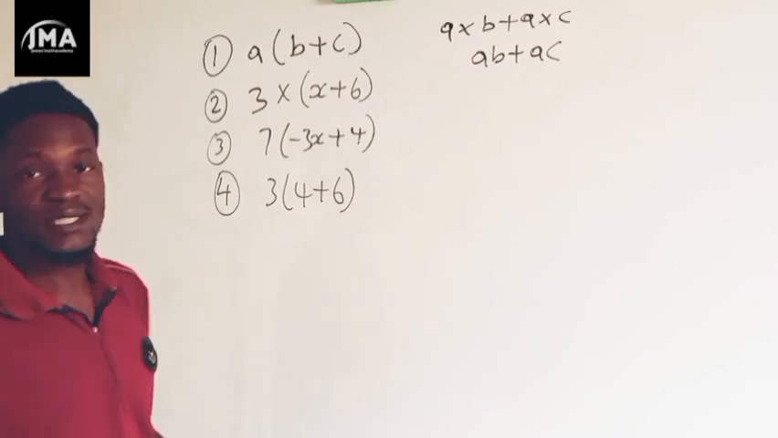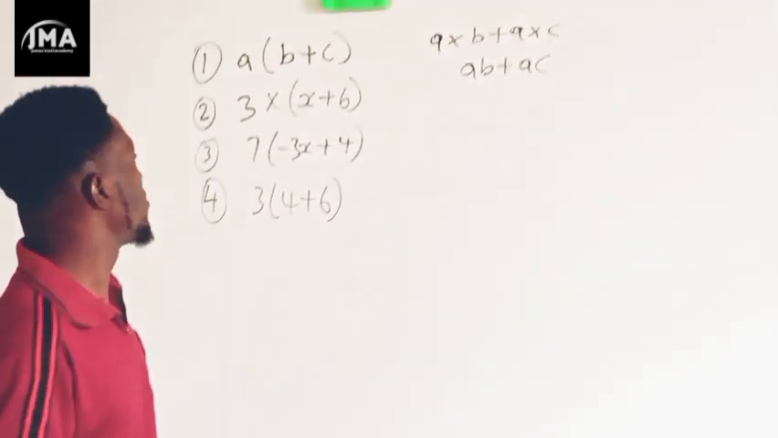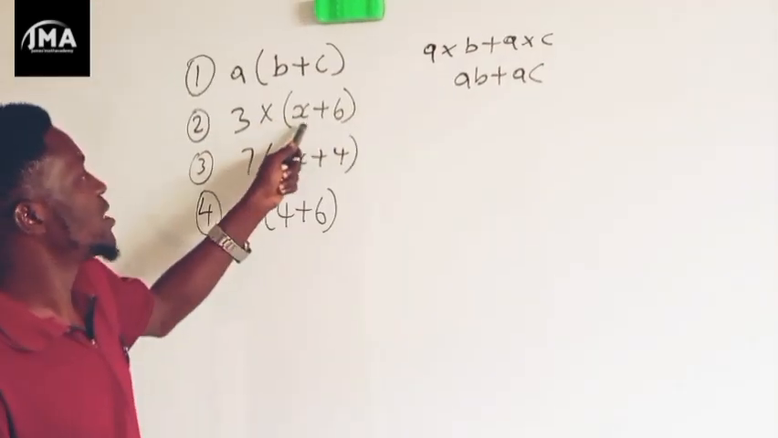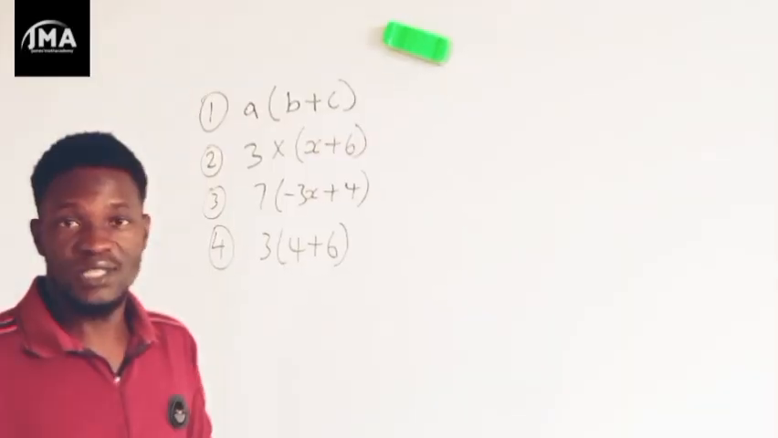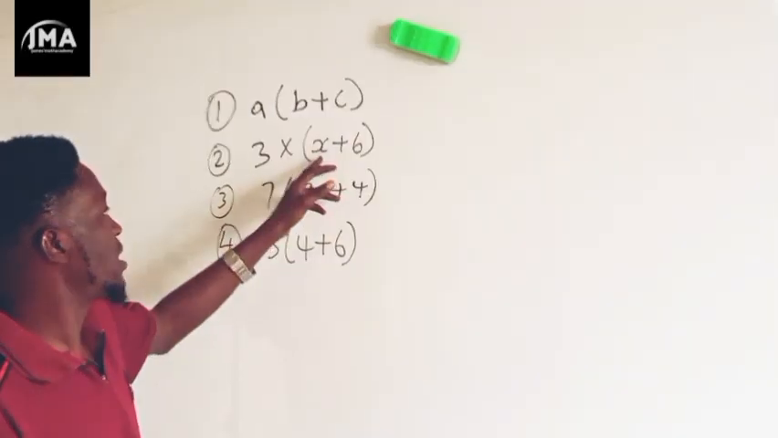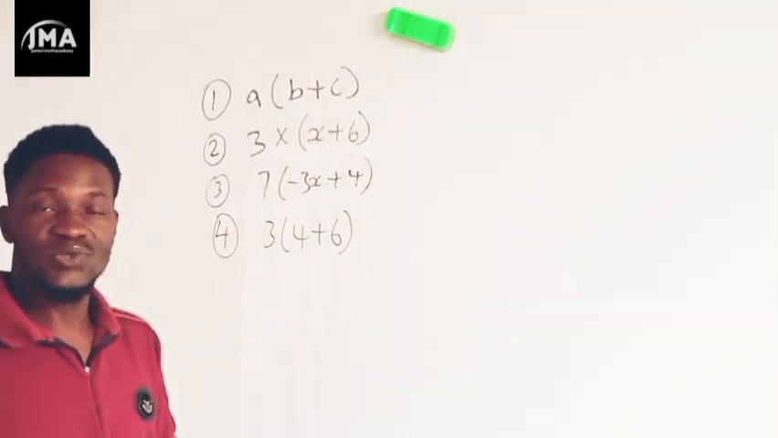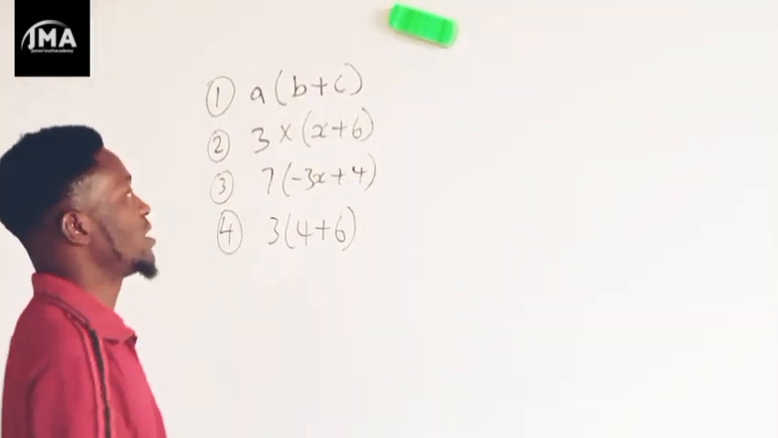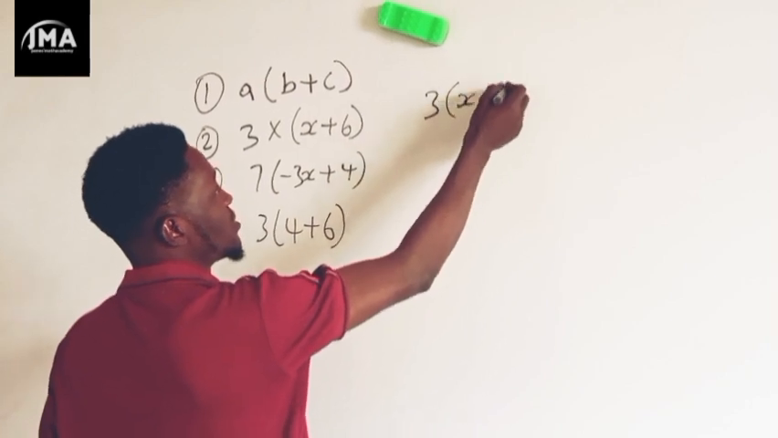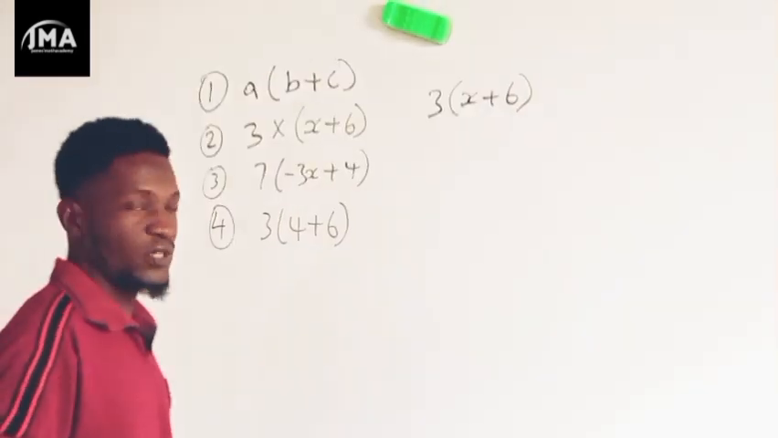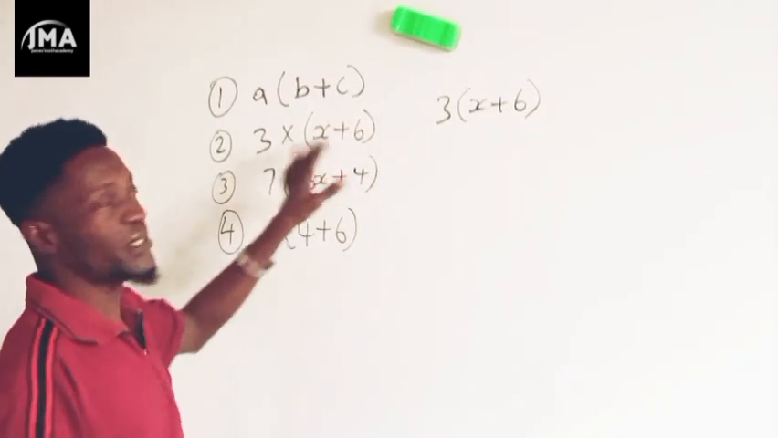Okay, so let's go to the second one. In our second question, we are given 3 times (x + 6). Okay, this is sometimes how you see it: you just see 3(x + 6). You won't see a times sign there, but it basically means the same thing.